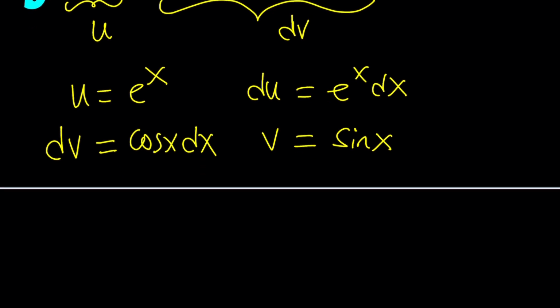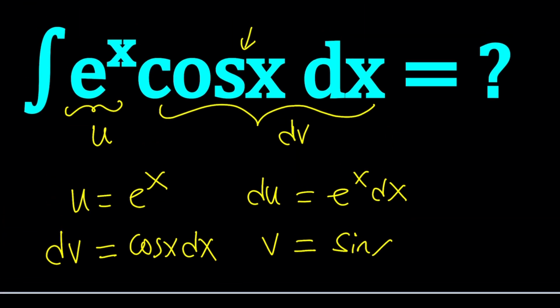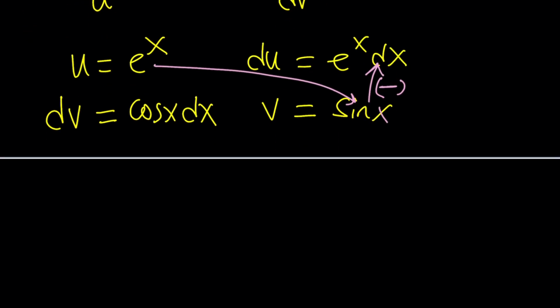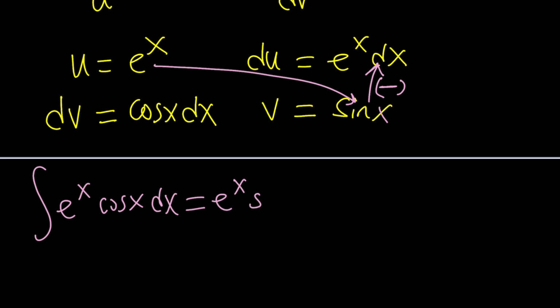So where do we go from here? We're going to go this way. Start here. Remember, we have to do uv. So we're going to go from this to that one, and then from that one to this one. But there's a minus sign here that you need to put in between. Make sense? So here's how it goes. The integral of e to the x cosine x dx is equivalent to uv, which is e to the x sine x, minus the integral of v du, which is e to the x sine x dx.